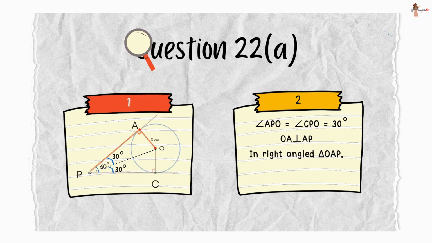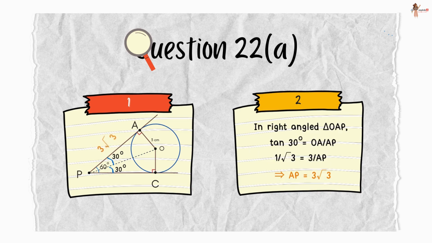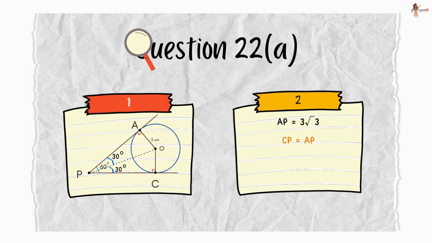Now in right angle triangle OAP, tan 30 degrees would be OA upon AP. That means 1 by root 3 is equal to 3 upon AP, which gives us AP as 3 root 3. Now AP and CP are equal because tangents drawn from an external point are equal in length. Therefore, both the tangents are of length 3 root 3 centimeters.